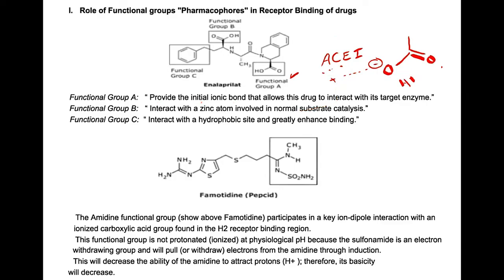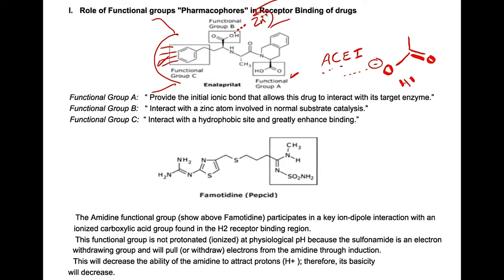And if we look at function group B, which is another carboxylic acid group, this carboxylic acid group is important to interact with the zinc atom involved in normal substrate catalysis. Here there is a zinc that will interact with function group B, the zinc in the target receptor. So this will help in binding to the receptor. And function group C interacts with a hydrophobic site and greatly enhances binding, which means that in this area, the pocket of the receptor will interact through a hydrophobic interaction.